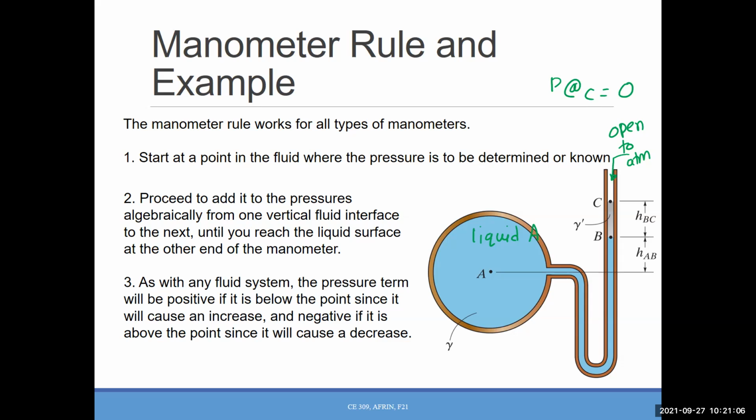And at which point do we need to determine the pressure for this setup? A, right? It can be A, B, anything. So I will use A. Okay. Now the next thing says to proceed to add the pressures algebraically from one vertical fluid interface to the next. There are two words, vertical and fluid interface. Okay. So I will write down the definition of interface.